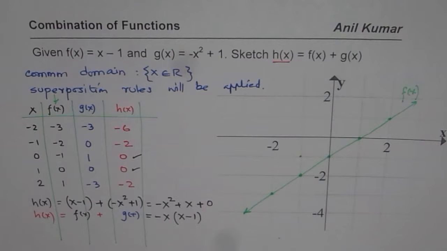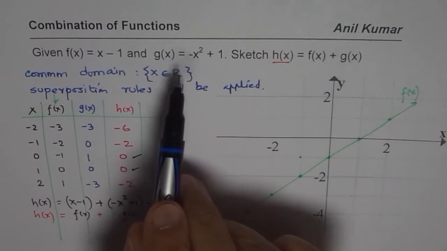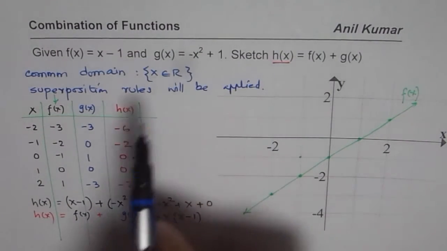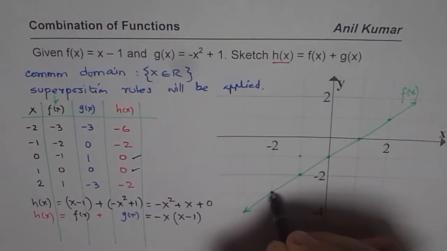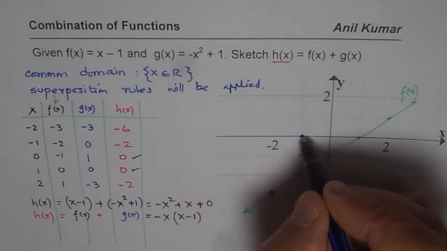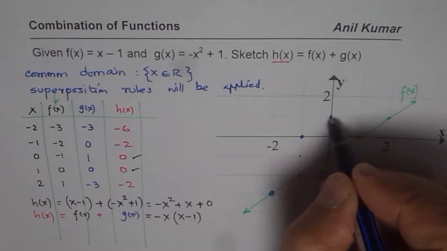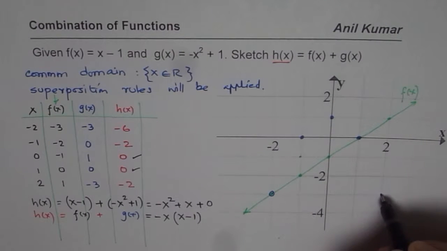Now let me use blue color for g of x, which is a parabola, right? Minus x squared plus 1. So at minus 2, it is minus 3. So this point is common, right? And then we have 0, 1, and then again a 0. And from the symmetry, you know it is minus 3, correct?